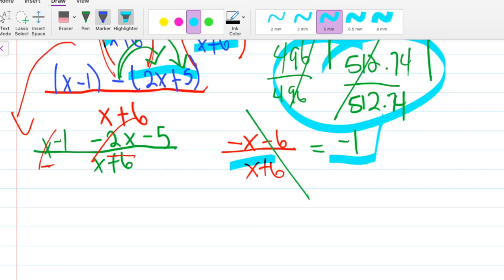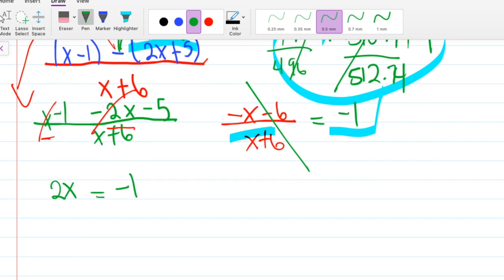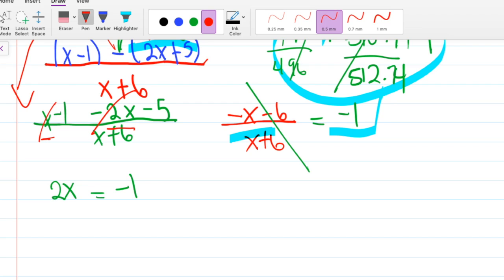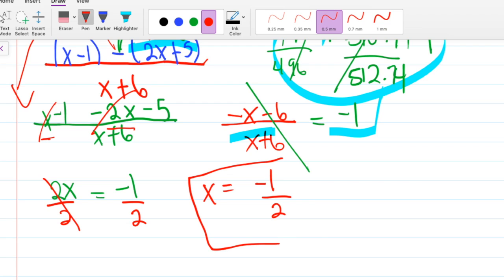Like I was saying, let's not forget the 2x. Now we have 2x equals negative 1. So now we just solve this like any regular old equation that we've been doing for a couple years. 2x divided by 2 to isolate the x, divide by 2. Now we have x equals negative one half. And that right here is your answer.